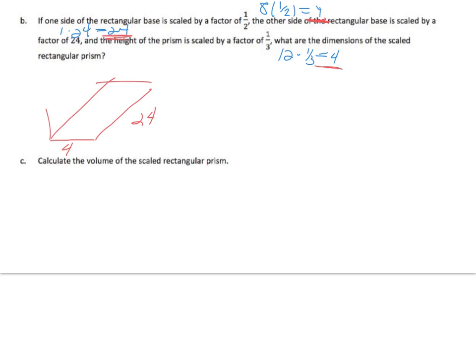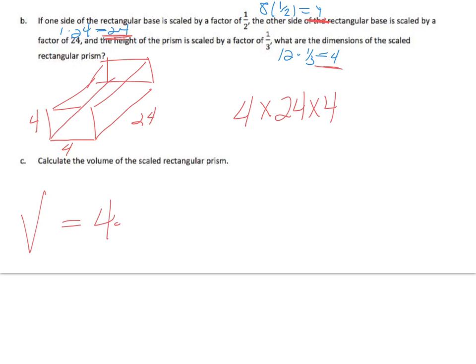And then the height went from 12 to 4. So I'm at 4 by 24 by 4. So the volume, I'm going to multiply those. 4 times 24 times 4 is 384.